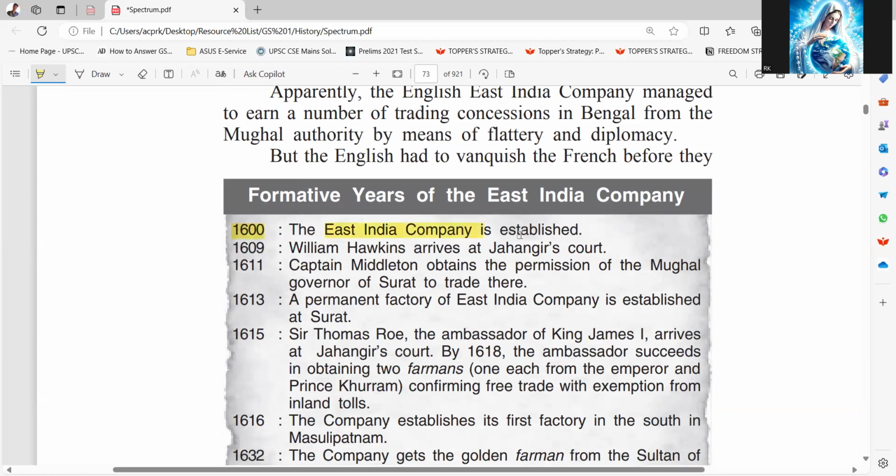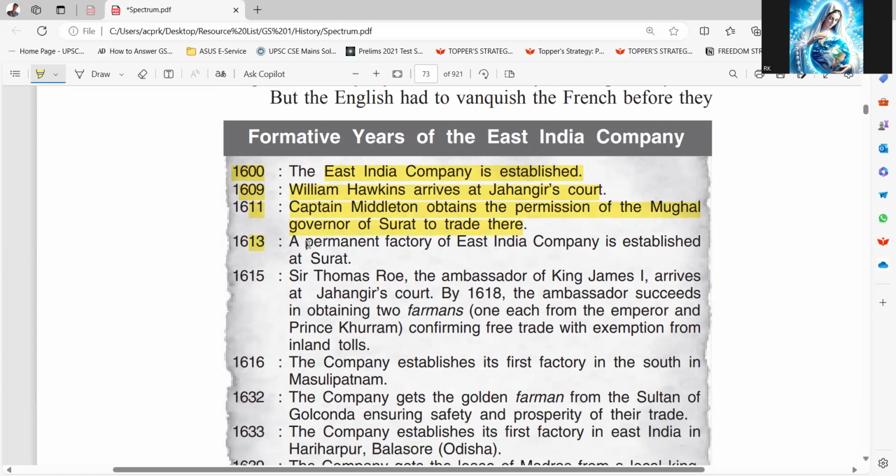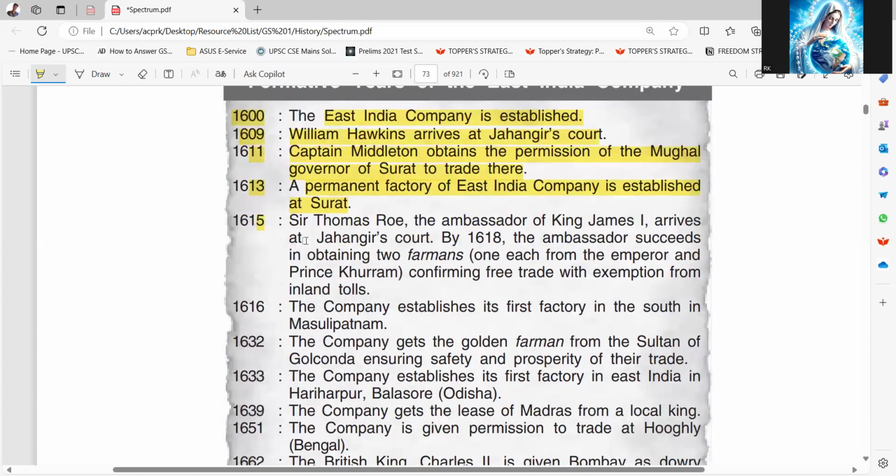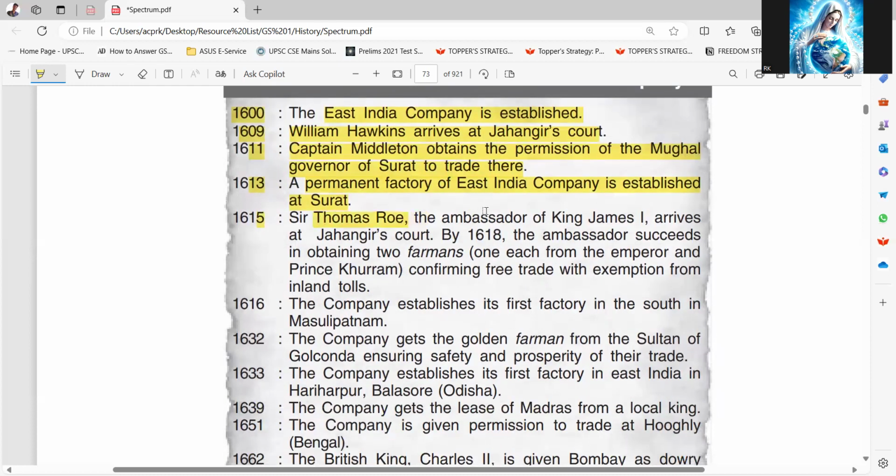Formative years of the East India Company. 1600, the East India Company is established. 1609, William Hawkins arrives at Jahangir's court. 1611, Captain Middleton obtains the permission of the Mughal governor of Surat to trade there. 1613, a permanent factory of the East India Company is established at Surat. 1615, Sir Thomas Roe, the ambassador of King James I, arrives at Jahangir's court.